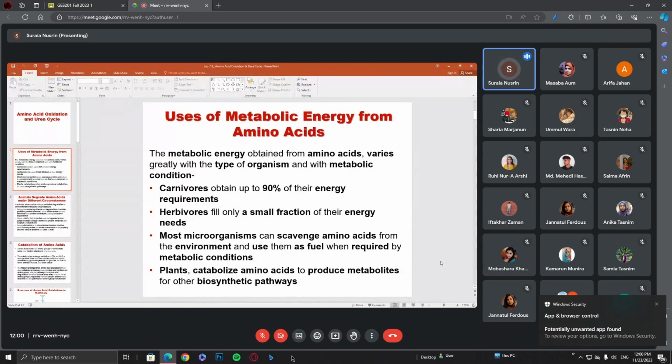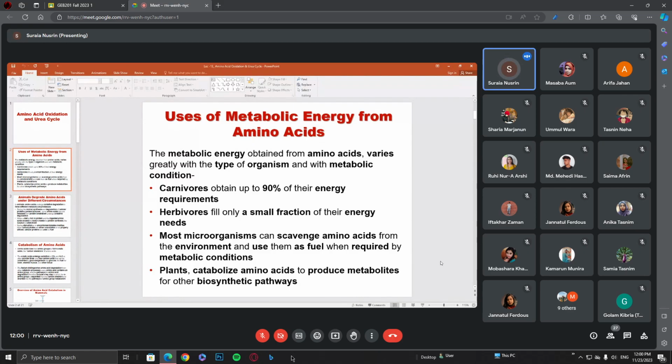Okay, now, we have already learned that glucose is an excellent fuel, and living organisms prefer glucose. And another one, fatty acid. If the glucose is not available, then obviously the living organism will utilize the fuel generated from fatty acid. Now, in the case of amino acids, that depends on the type of the organism and the metabolic condition, when or which organism will utilize the energy generated from amino acids.